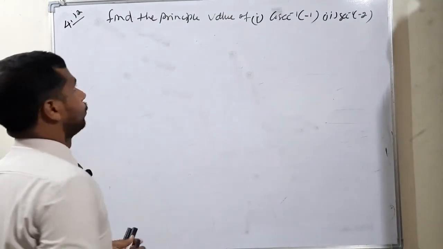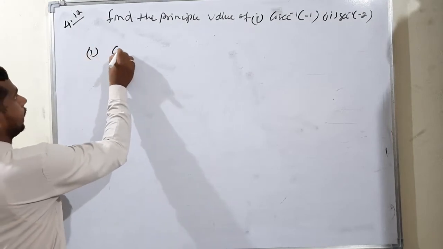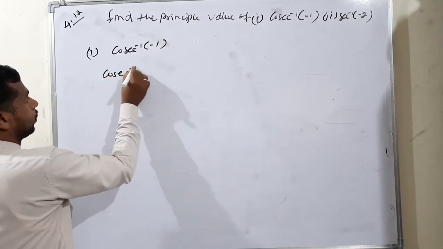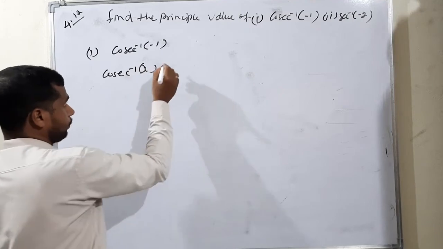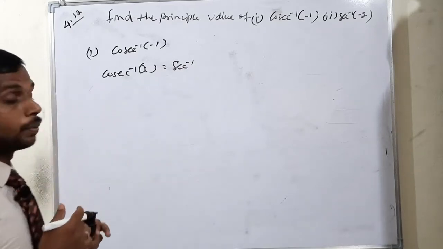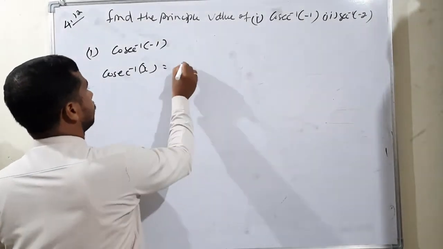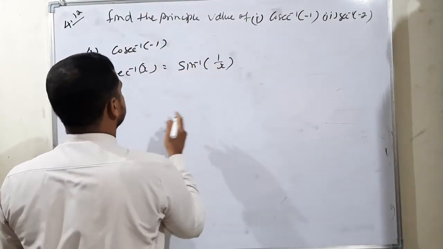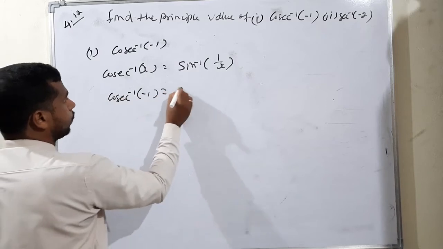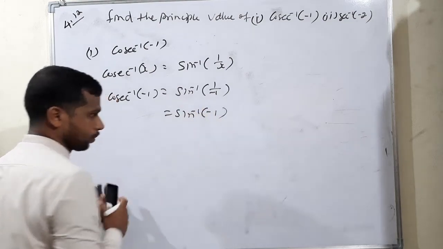Moving to example 4.12, find the principal value. Subdivision 1 is actually cosecant inverse of minus 1. Normally cosecant inverse of x, cosecant means reciprocal of sine, isn't it? So cosecant inverse of x is sine inverse of 1 by x. Instead of x, the value will be minus 1. Therefore, cosecant inverse of minus 1 is equal to sine inverse of 1 divided by minus 1, which we can write as sine inverse of minus 1.